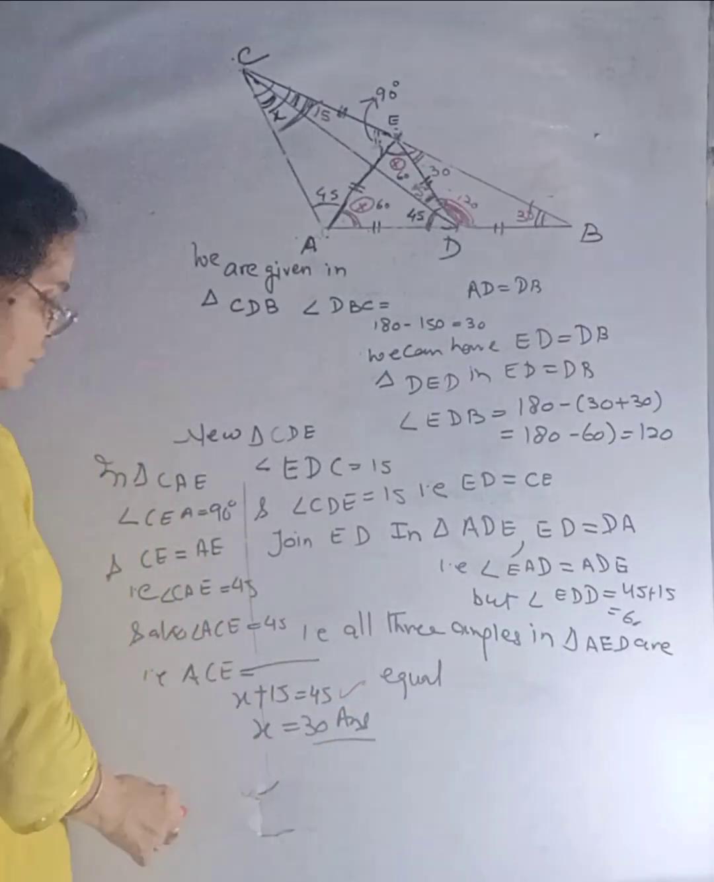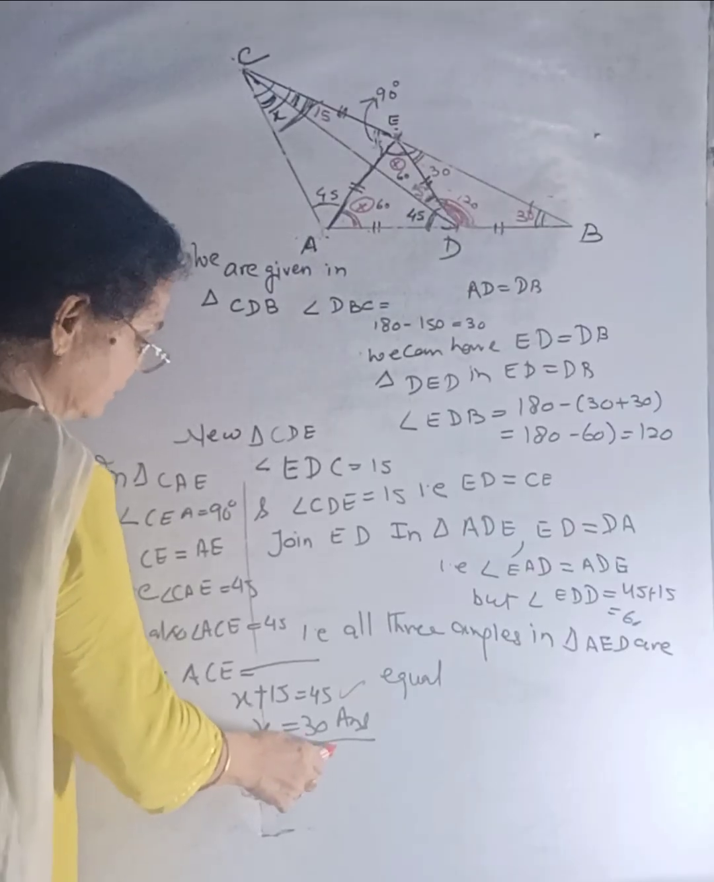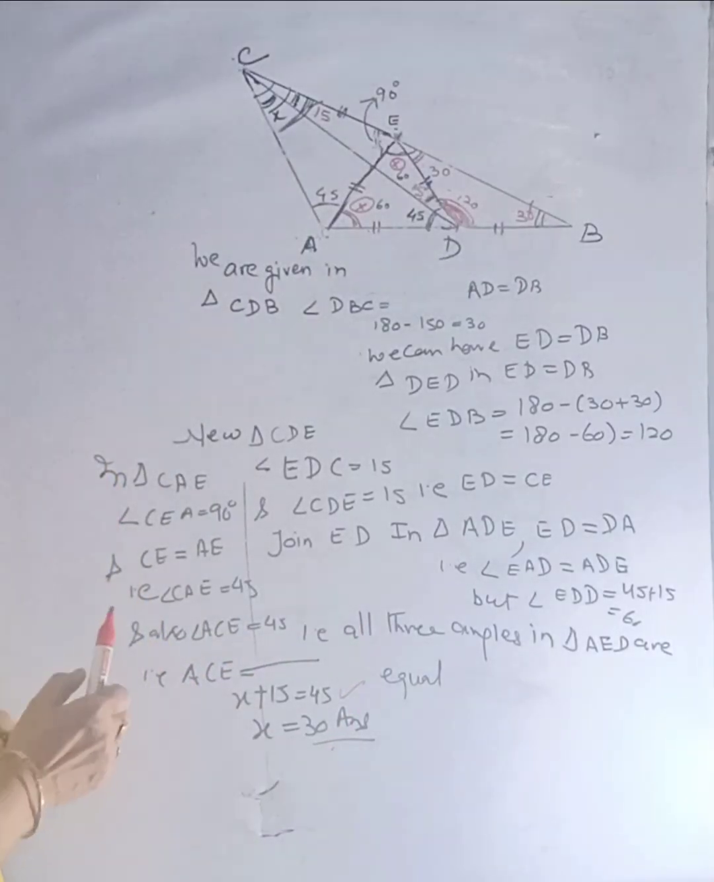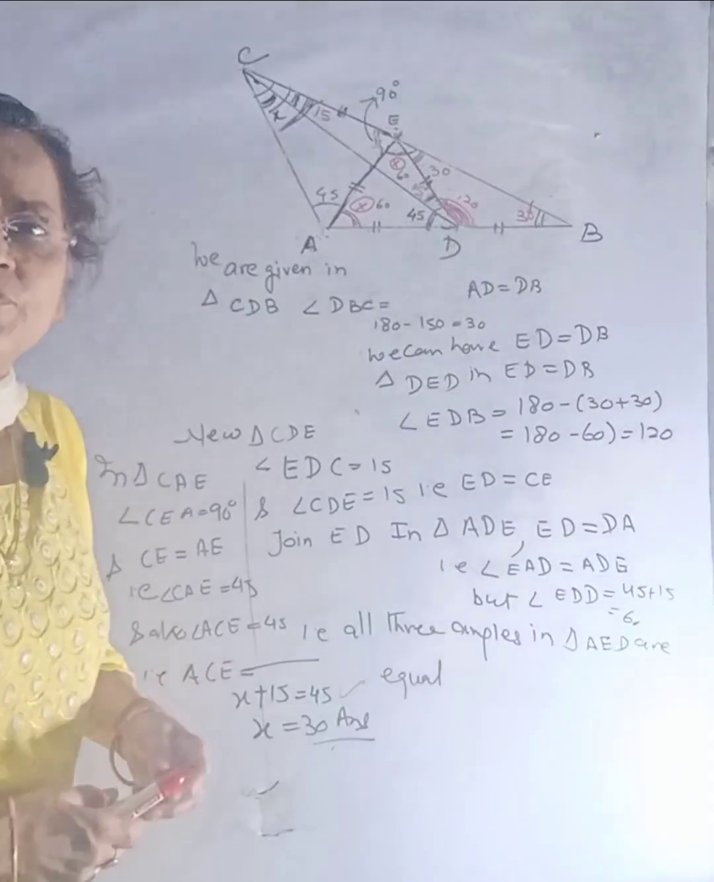So x plus 15 is equal to also 45, that is x is equal to 30. Okay, I think it is a very clear concept to you.